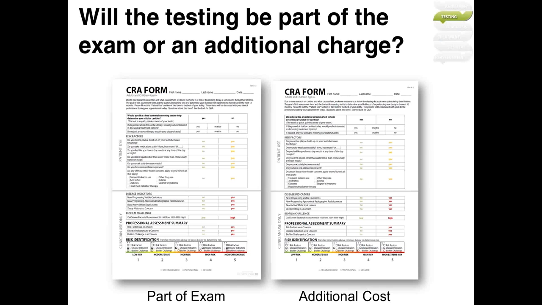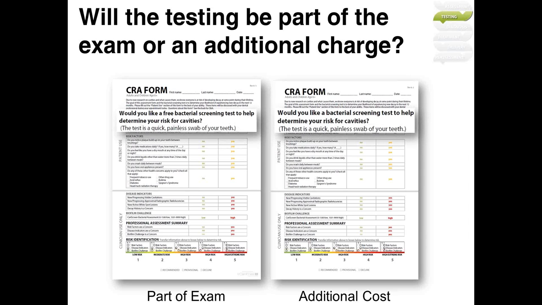Moving right along. Will this testing be part of the exam, or are you going to charge a separate additional fee for the testing? Now, I use the Carifree form, and I've got 2 different versions of that. The one on the left says, would you like a free bacterial screening today to help test whether or not you're at risk for decay? And the one on the right says, would you like a bacterial screening test, because there is a CDT code for this. So I think that's one of the things that you need to make a decision on, and I can tell you that I have done it both ways. And I started by charging for it.